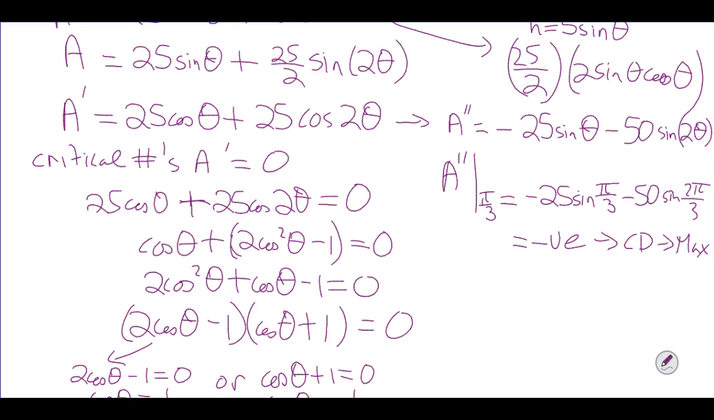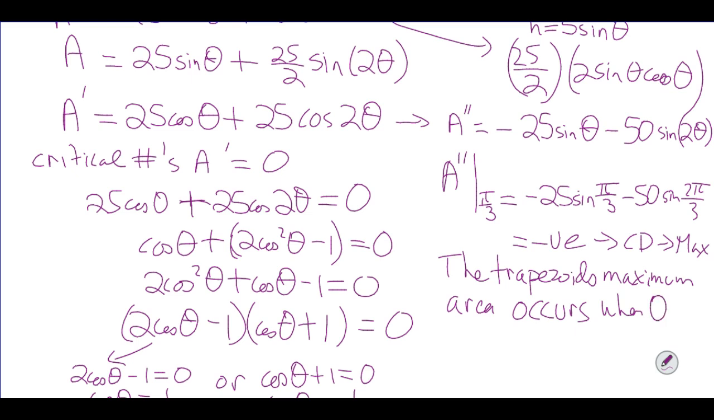Okay, so the trapezoid's maximum area occurs. Okay, I can never spell occurs. How many C's, how many R's? 2 C's, 1 R? Ships sail to 7 C's. That's where it occurs when theta is equal to pi over 3.